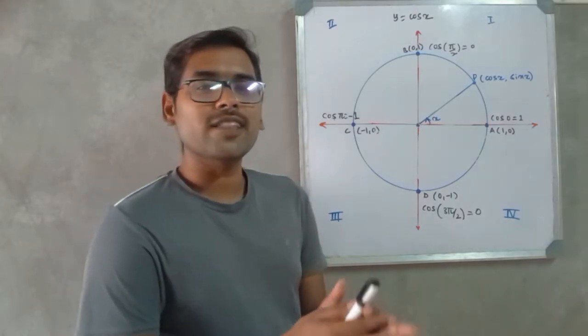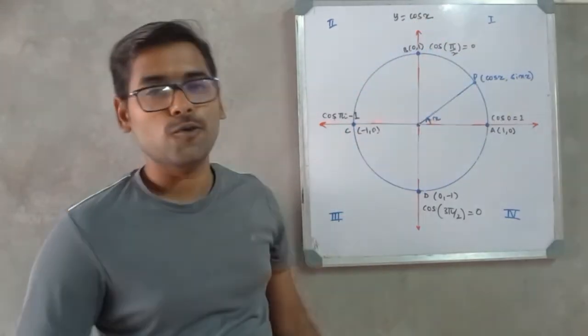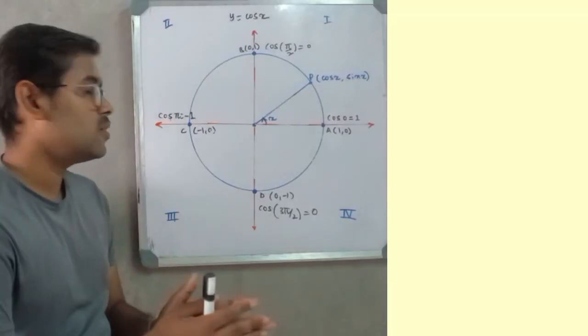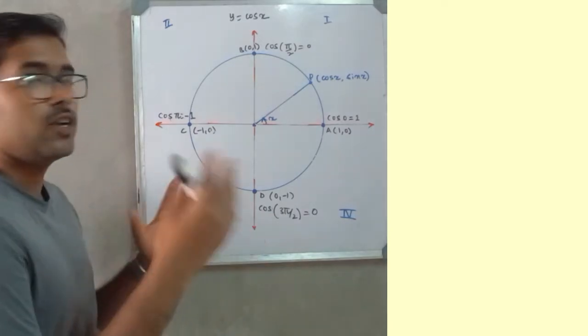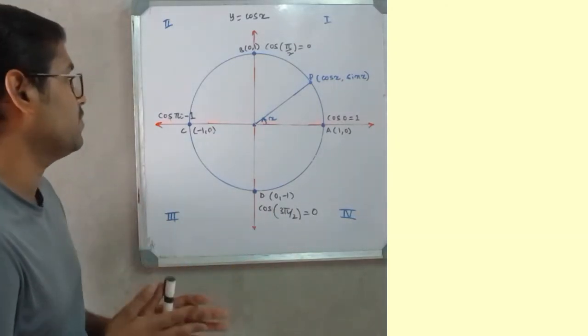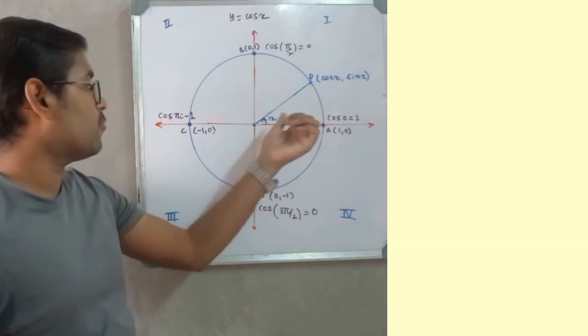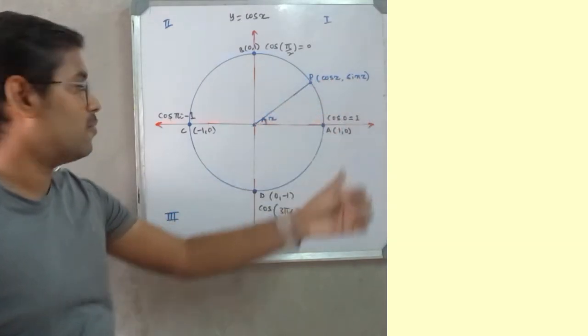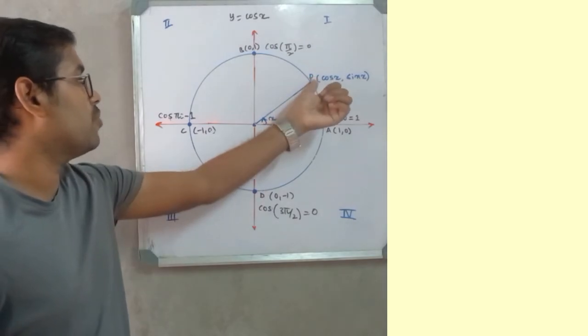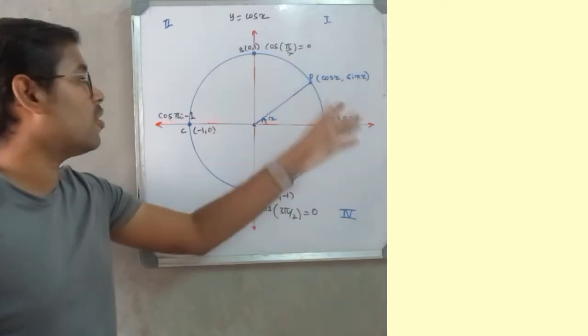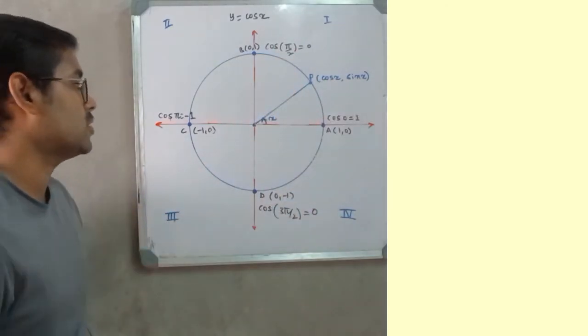Guys, next let us look at the graph of the function y is equal to cos x. Here also we will first study the behavior of cos x in different quadrants and then plot the graph. Here cos x is the x coordinate of this point P. For every angle x, you will get the point P on the unit circle, and the x coordinate of that point P is cos x.